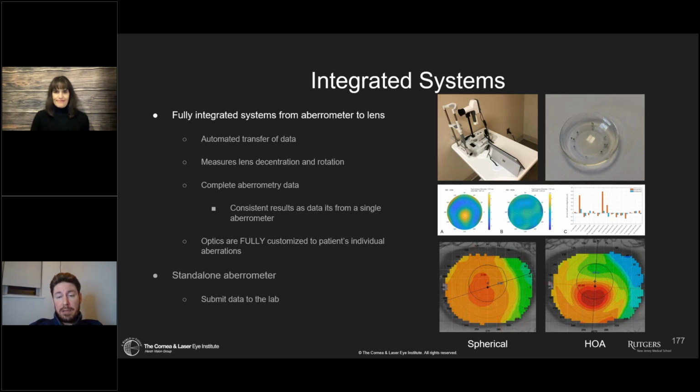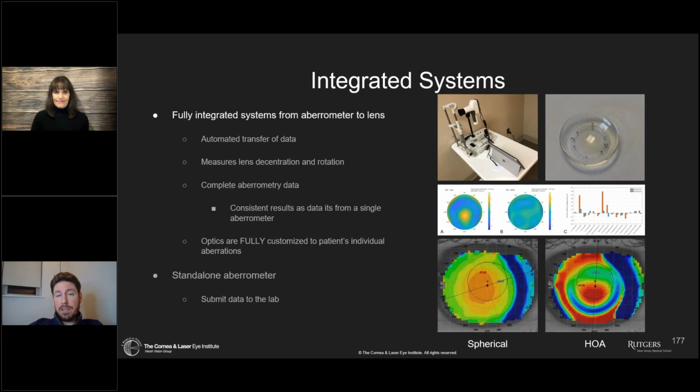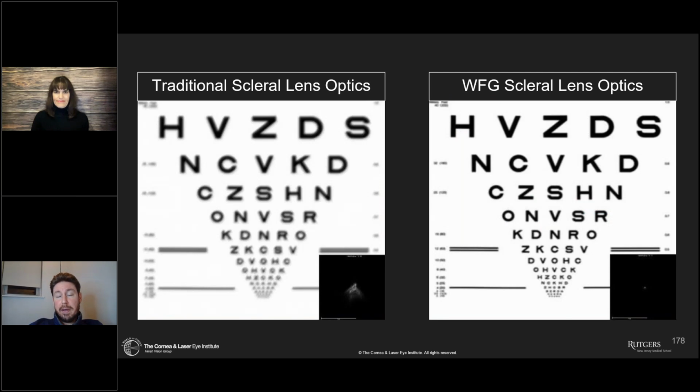What we found in our retrospective review of this is an increase in visual acuity of about 1.5 lines and a 55% reduction in aberrations of those individuals. And you can see the difference between traditional optics in an individual with keratoconus versus the wavefront guided scleral lens optics. So this is a tremendous opportunity for your scleral lens patients.